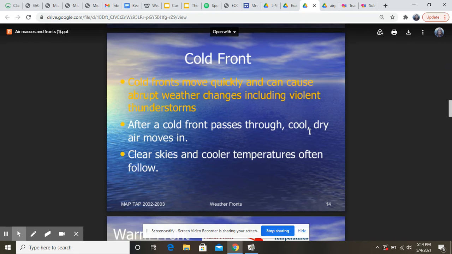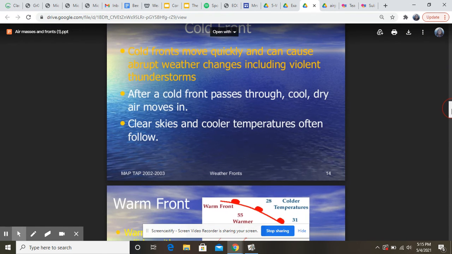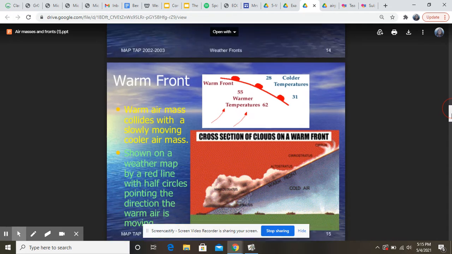After the cold front passes, there's cool, dry air. So after the cold front goes through and overtakes the warm air mass, we will have cool, dry air. So clear skies and cooler temperatures often follow.